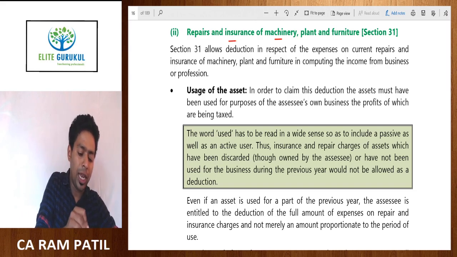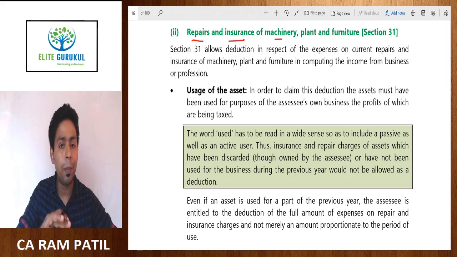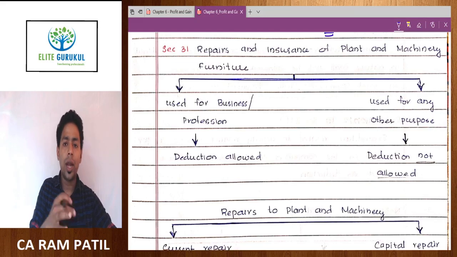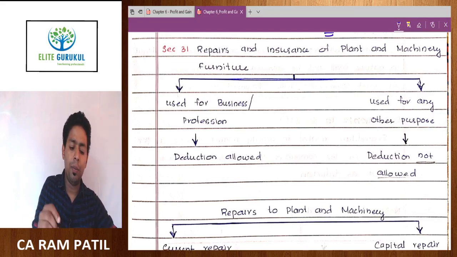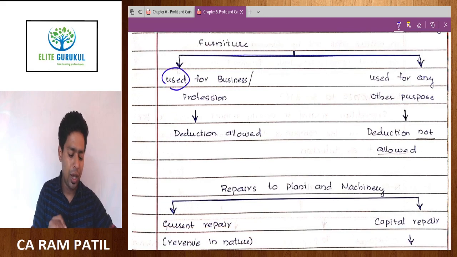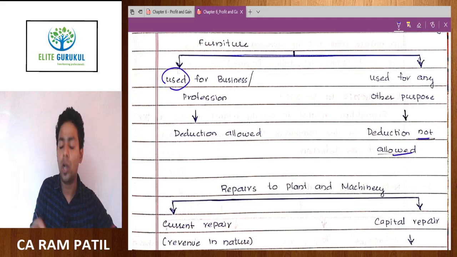But please focus on the name of the section. Here they are covering only two types of expenditure, which is the repair and insurance. Now, if you look at our handwritten notes, we have created a similar chart for section 31, repair and insurance of plant and machinery and furniture used for the business or profession. If plant and machinery is not used for the business or profession, then deduction is not allowed.